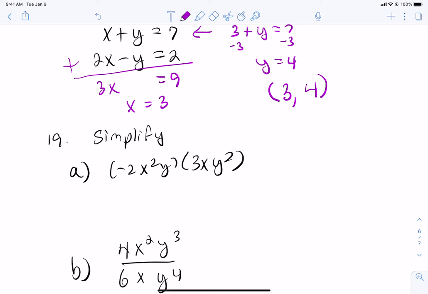Okay, so let's look at 19. So 19 is just a simple multiplying of two monomials. Just remember, when the bases are alike and you're multiplying, you add the exponents. If the bases are alike and you're dividing, you subtract the exponents. So we're just going to do a negative times a positive is a negative. 2 times 3 is 6. Now the x's, we're going to add those exponents. If you don't see an exponent, it's not a bad idea to write a little 1 on your paper so you don't forget to add that 1. So 2 plus 1, that gives me x cubed. And then the y, same thing, 2 plus 1 is 3.